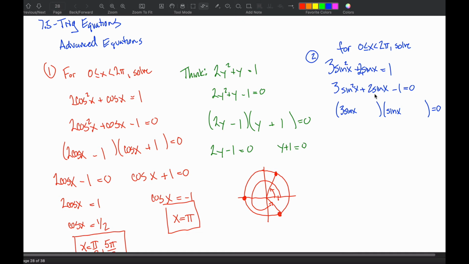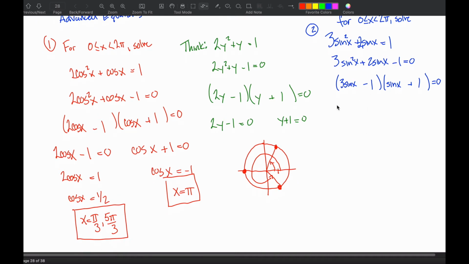But in order to recover this 2 sine of x, if I were to FOIL, the +1 will have to be on this side and the -1 will have to be on this side. Don't believe me, FOIL this out. Make sure you get back up there. Now I have something times something equals 0. The fancy name for what I'm doing is exploiting the multiplicative property of 0.